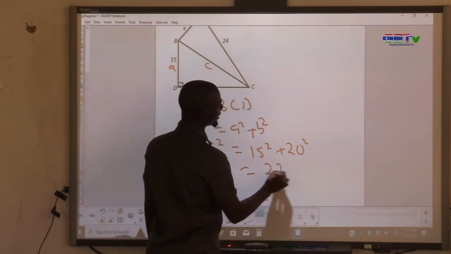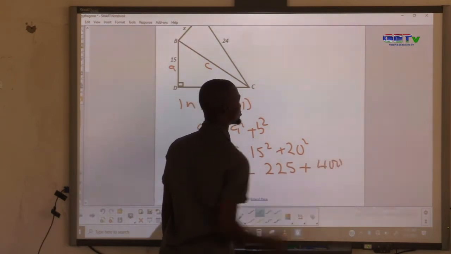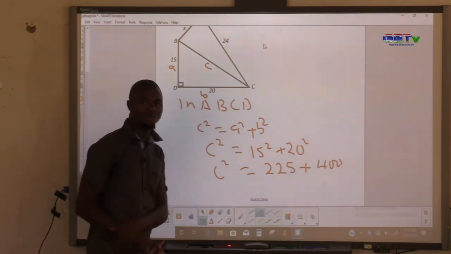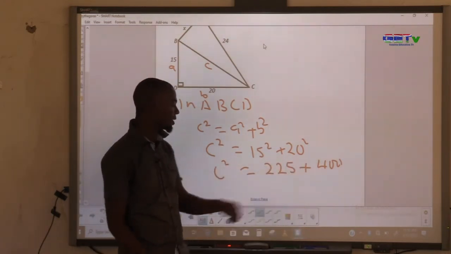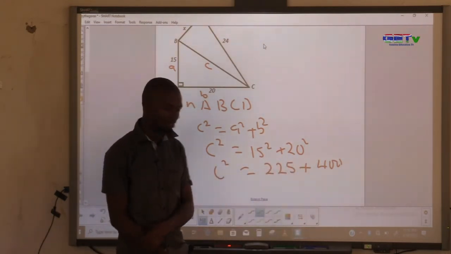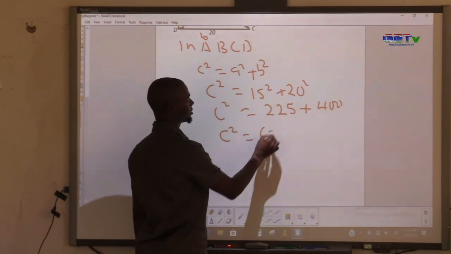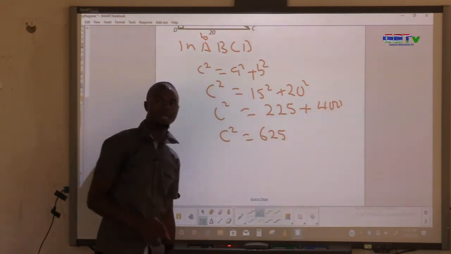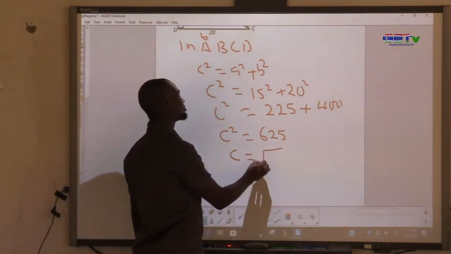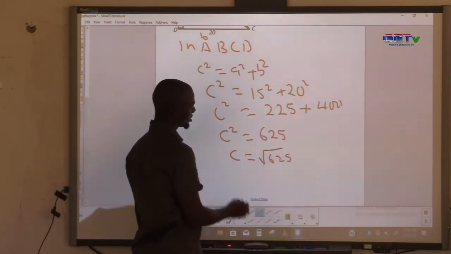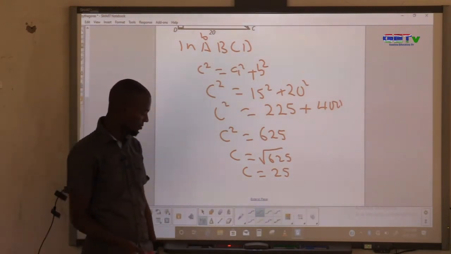15 square is 225, plus 20 square, which will give you 400. Adding the values of c square, that is 225 plus 400, it will give us c square is equal to 625. C square is 625. To get c, we find the square root of 625, and the square root of 625 is 25. So c is equal to 25.